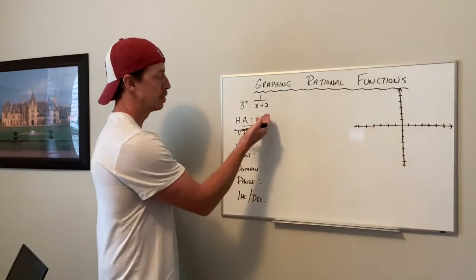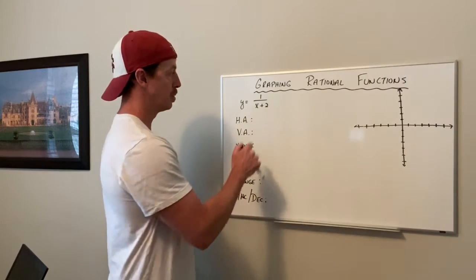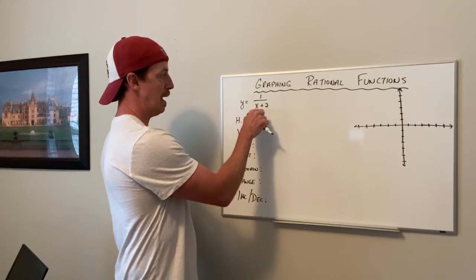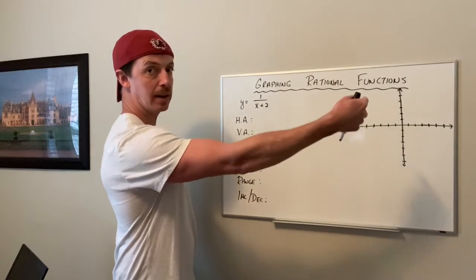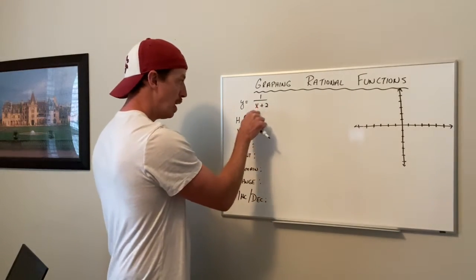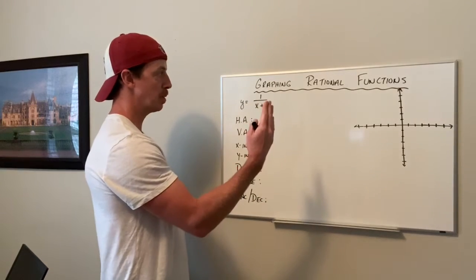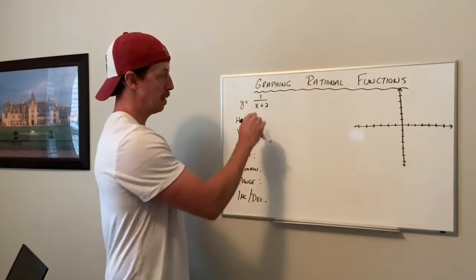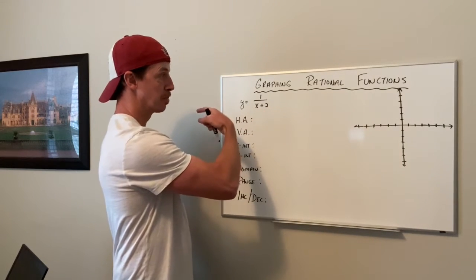So in a problem like this, for instance, I got 1 over x plus 2. Well, we learned a long time ago that when you add or subtract a number directly to the x, remember that's different than adding or subtracting a number out on the end, that causes it to shift sideways. And it's actually kind of backwards from the way you think it probably would be. So x plus 2 actually makes it shift to the left 2.